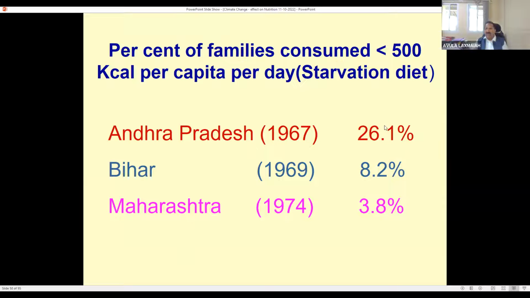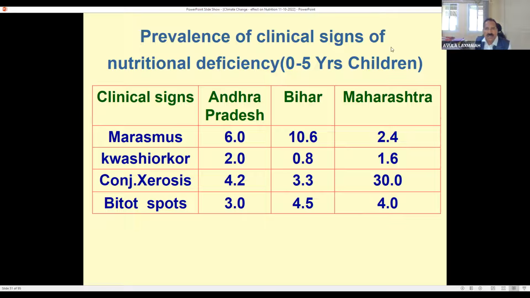In Andhra Pradesh, it was very high at that time, then next Bihar, then Maharashtra. Maharashtra is better than these states during drought time, I'm telling. We surveyed in drought-affected areas only. The prevalence of clinical signs of nutritional deficiency, marasmus, was very high at that time, and kwashiorkor is also high, as are conjunctival xerosis and Bitot's spots. In Bihar, marasmus is very high. In Maharashtra also it is very high, and conjunctival disease is very high in Maharashtra. So these are the effects observed during drought, and continuous drought was there during that time.